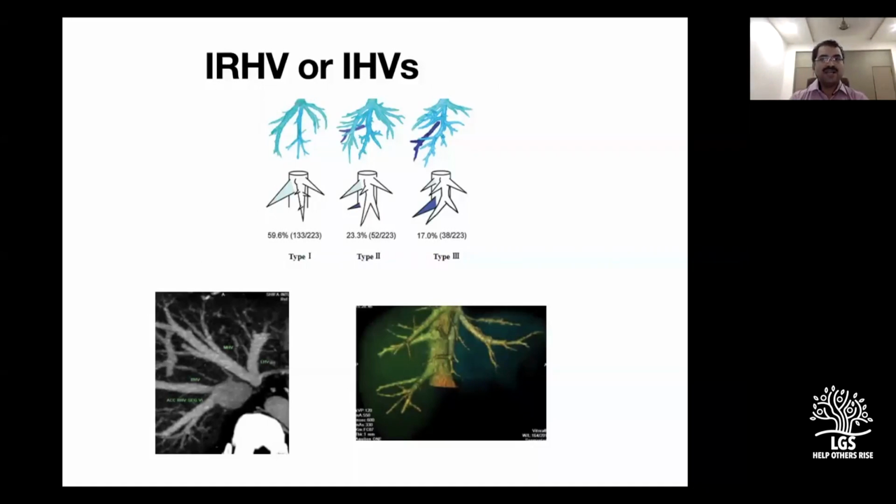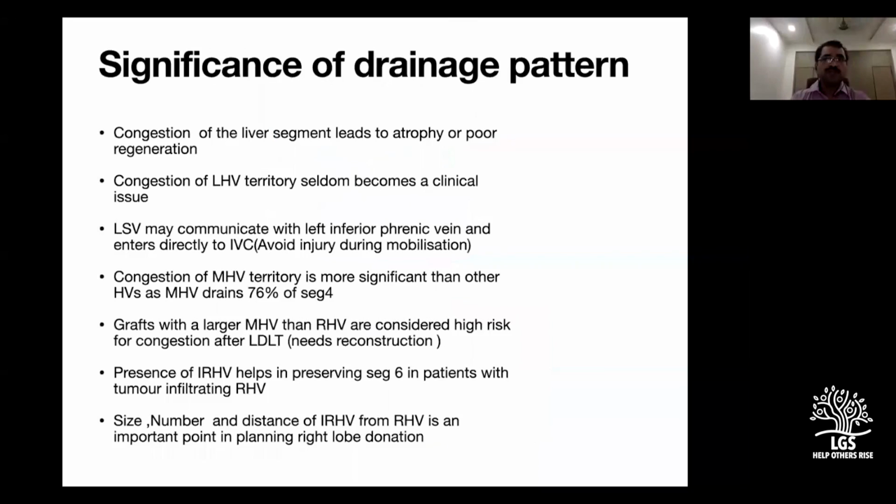The classification: type 1, there is no inferior hepatic vein. Type 2, an inferior hepatic vein is present, but the size is smaller than the right hepatic vein. Whereas type 3, an inferior hepatic vein is present, and the size is equal to that of the right hepatic vein.